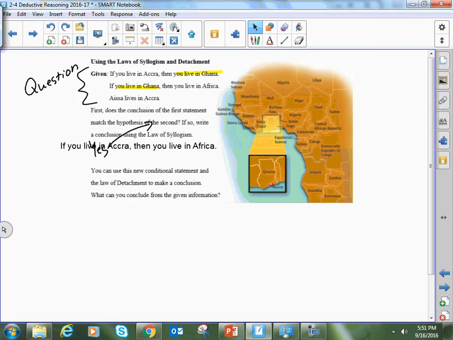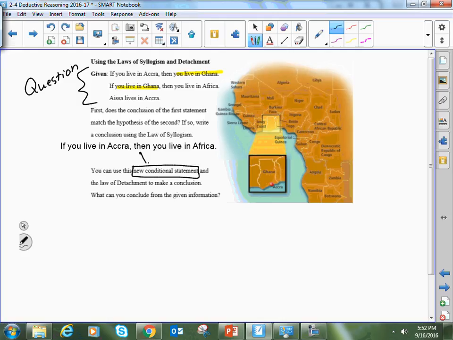And I think I need to erase my answer here so we can actually see it. So since they do match, we can write a new conditional statement that says, if you live in Accra, then you live in Africa. Now the second part says we can take our new conditional statement, and let me go ahead and illustrate that here. It's that one right there. And we can use the law of detachment, maybe, to draw a conclusion.